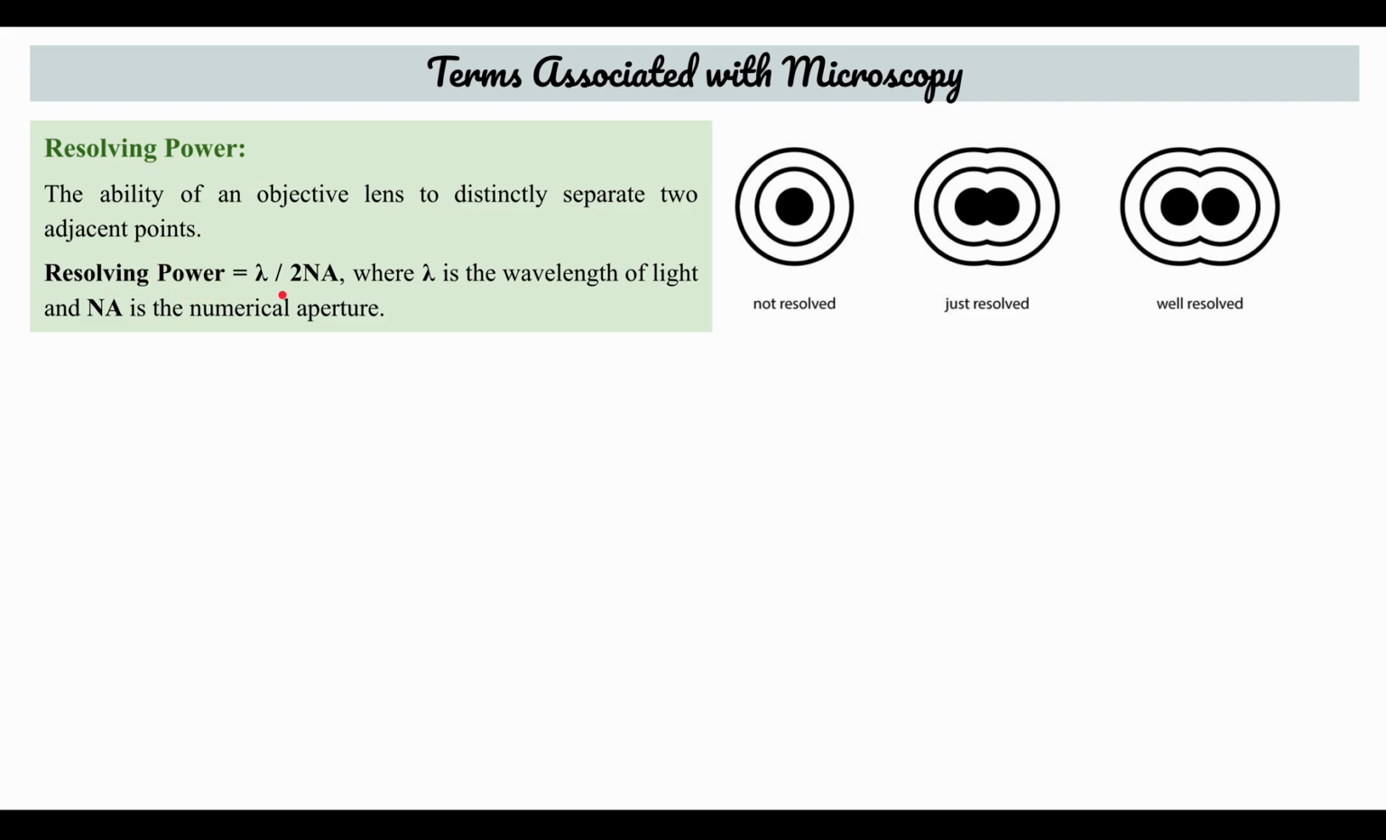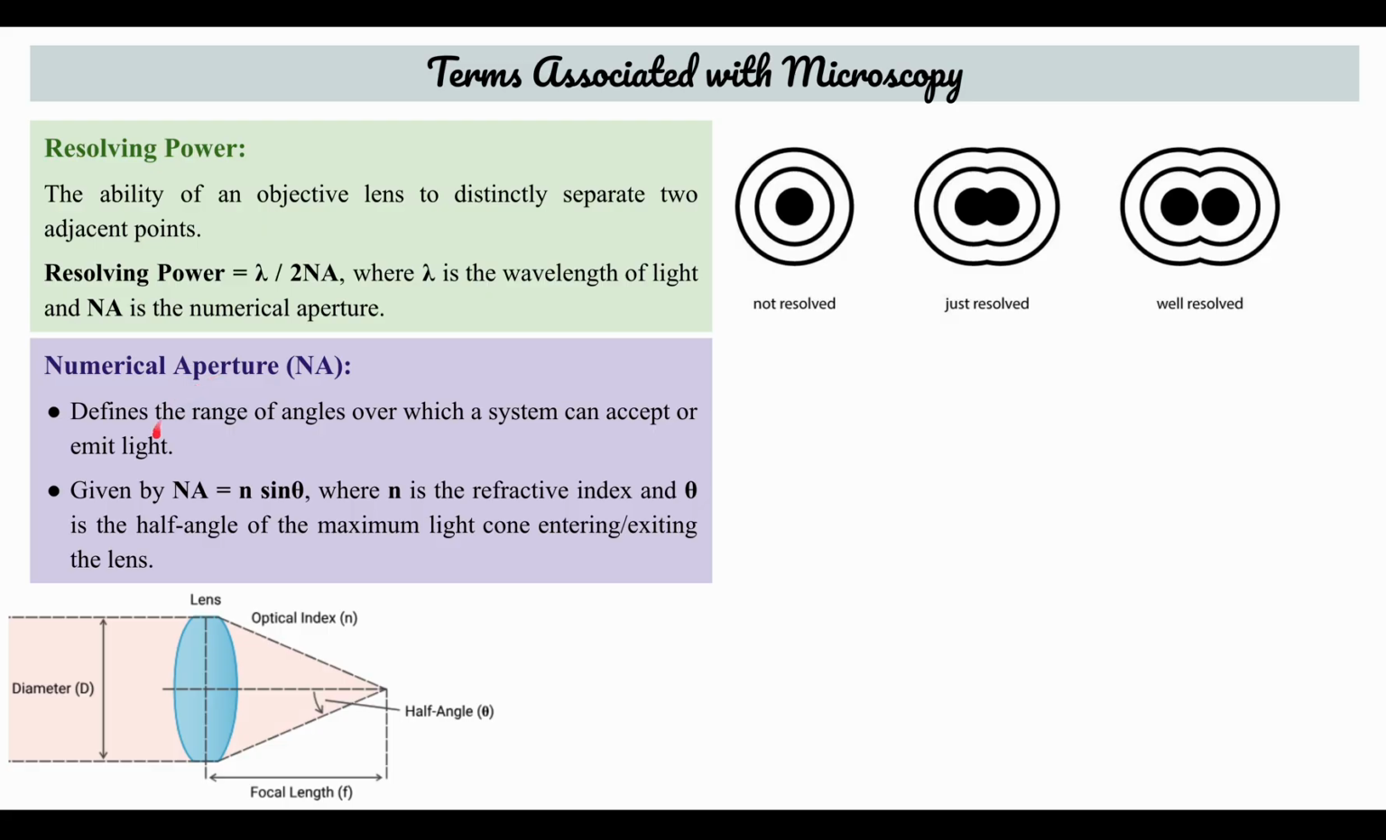So the resolving power formula is lambda by 2NA, where lambda is the wavelength of light and NA is the numerical aperture. And now we'll see what numerical aperture is. Numerical aperture defines the range of angles over which a system can accept or emit light. It is given by NA equals n sine theta, where n is the refractive index of the medium and theta is half the angle of the maximum light cone entering or exiting the lens.